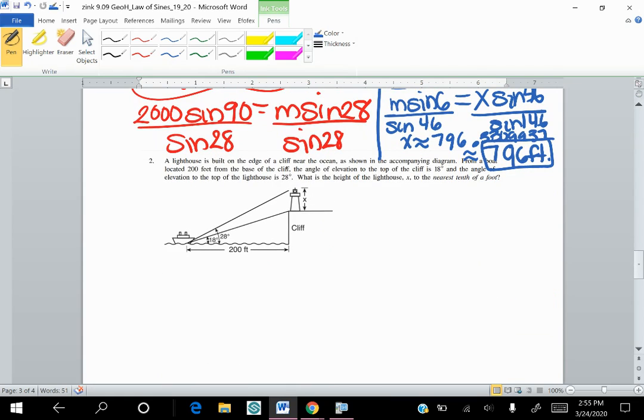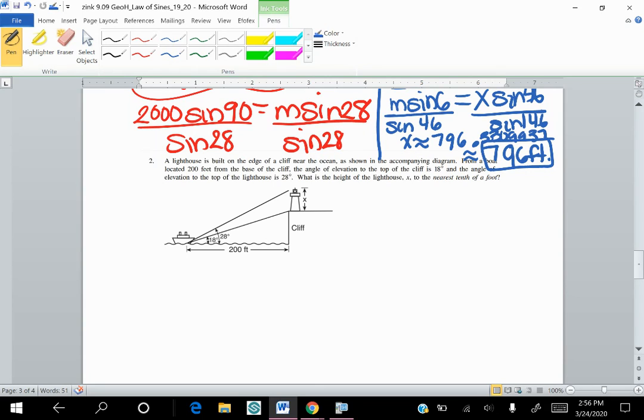A lighthouse is built on the edge of a cliff near the ocean, as shown in the accompanying diagram. From a boat located 200 feet from the base of the cliff, so that's already been labeled, the angle of elevation to the top of the cliff is 18 degrees. So that's down here, you'll see labeled. And the angle of elevation to the top of the lighthouse is 28 degrees, also labeled for us. What is the height of the lighthouse X to the nearest tenth of a foot?